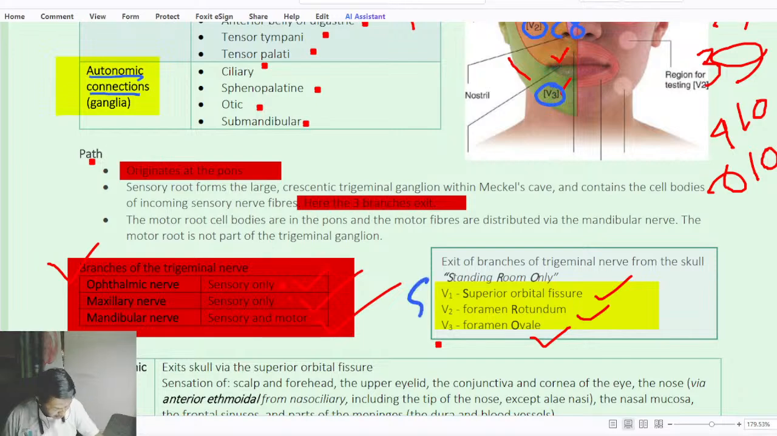Here again we have seen before: V1, that is ophthalmic, by the superior orbital fissure; maxillary, foramen rotundum; and foramen ovale, mandibular.